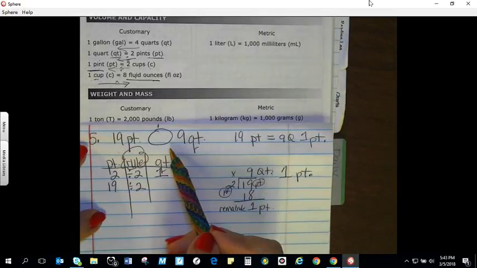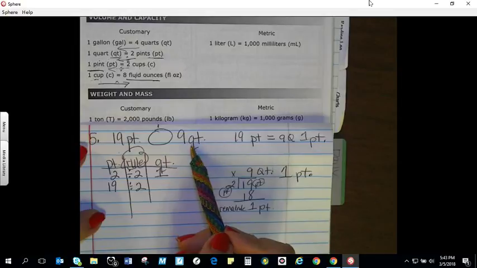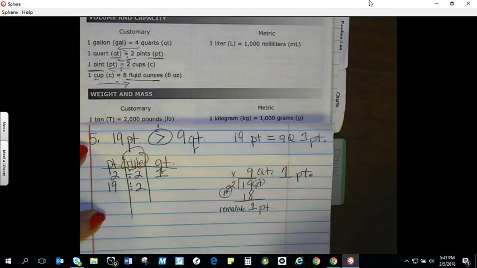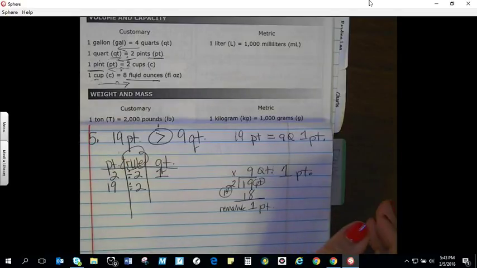So what direction should I put this through? Is it 9 quarts? No. So 19 pints is greater than 9 quarts. Okay, let you ponder on that. Look it through. Let's go to problem number 6.